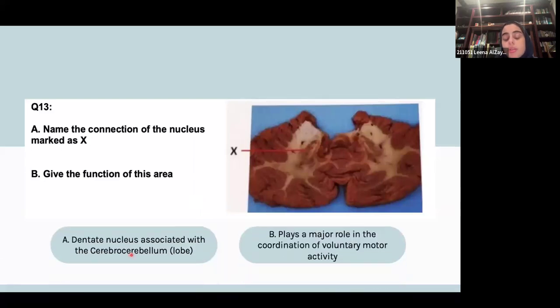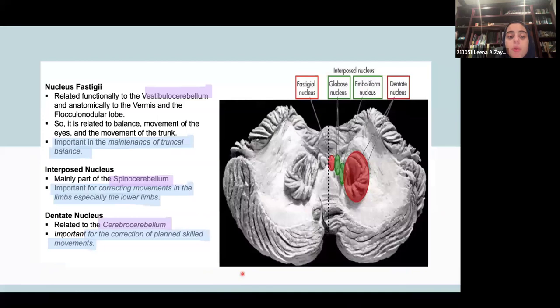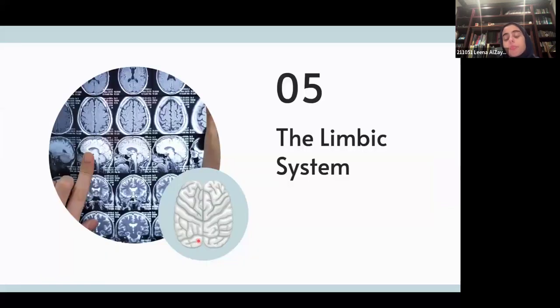So it's the dentate nucleus associated with the cerebrocerebellum, and its function is to play a role in coordination of activity movement, like riding a bike and so on. So as a reminder, we're talking about the dentate nucleus that looks like a C shape over here, and it's related to the cerebrocerebellum, and it's important in correction of planned skilled movements like biking and so on.